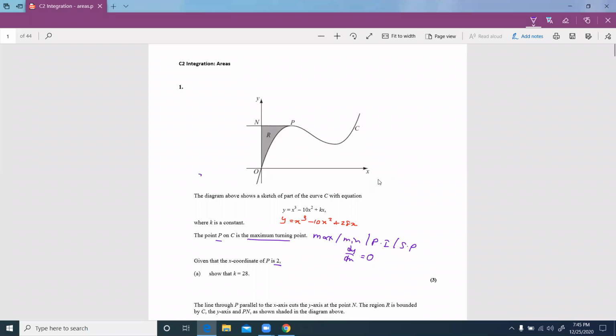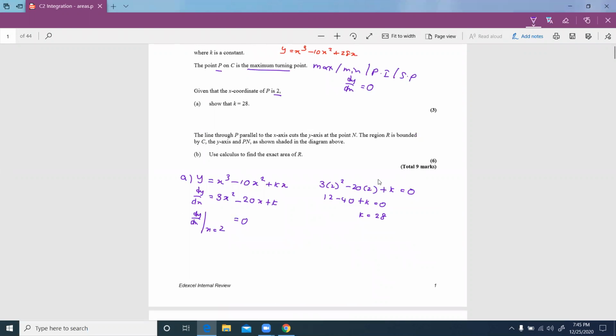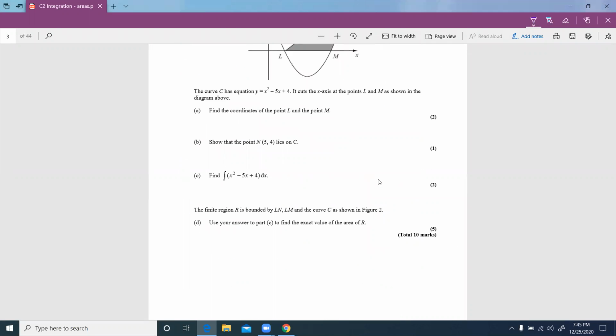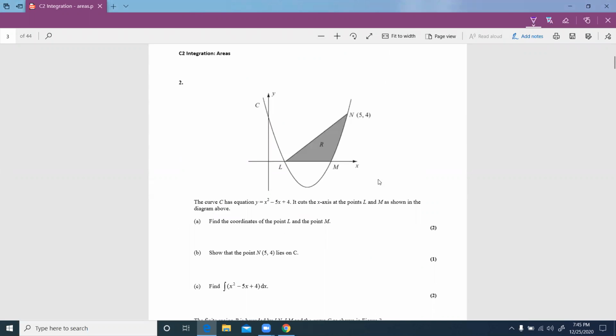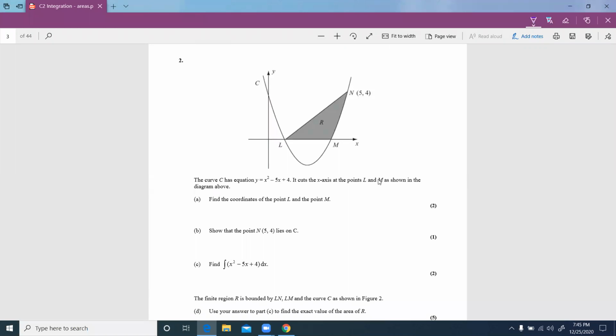Then if you come to the next question, okay, over here they have given us this equation, y equals x squared minus 5x plus 4. It cuts the x-axis at points L and M, right? So initially, how do we find these points L and M? These are the two things you have to understand. Here we know that at L and M, the curve meets the x-axis. So you can say this is a point. This is the way of understanding this question.